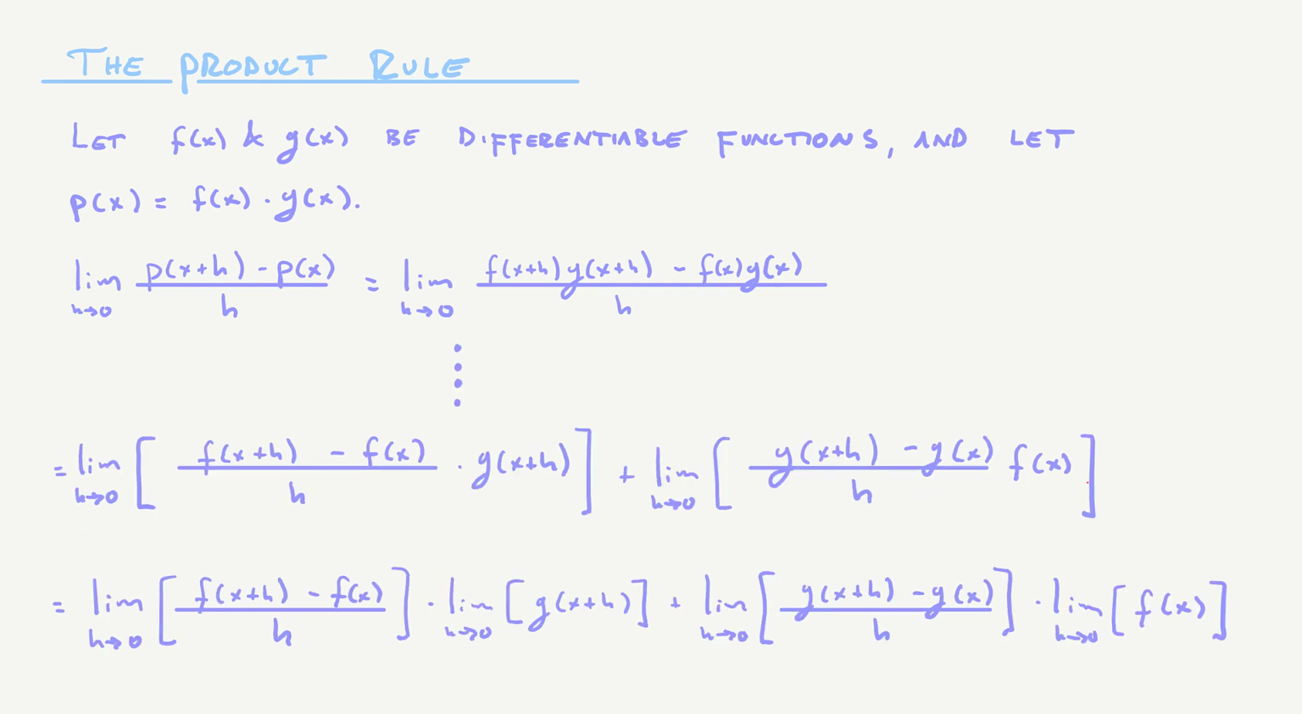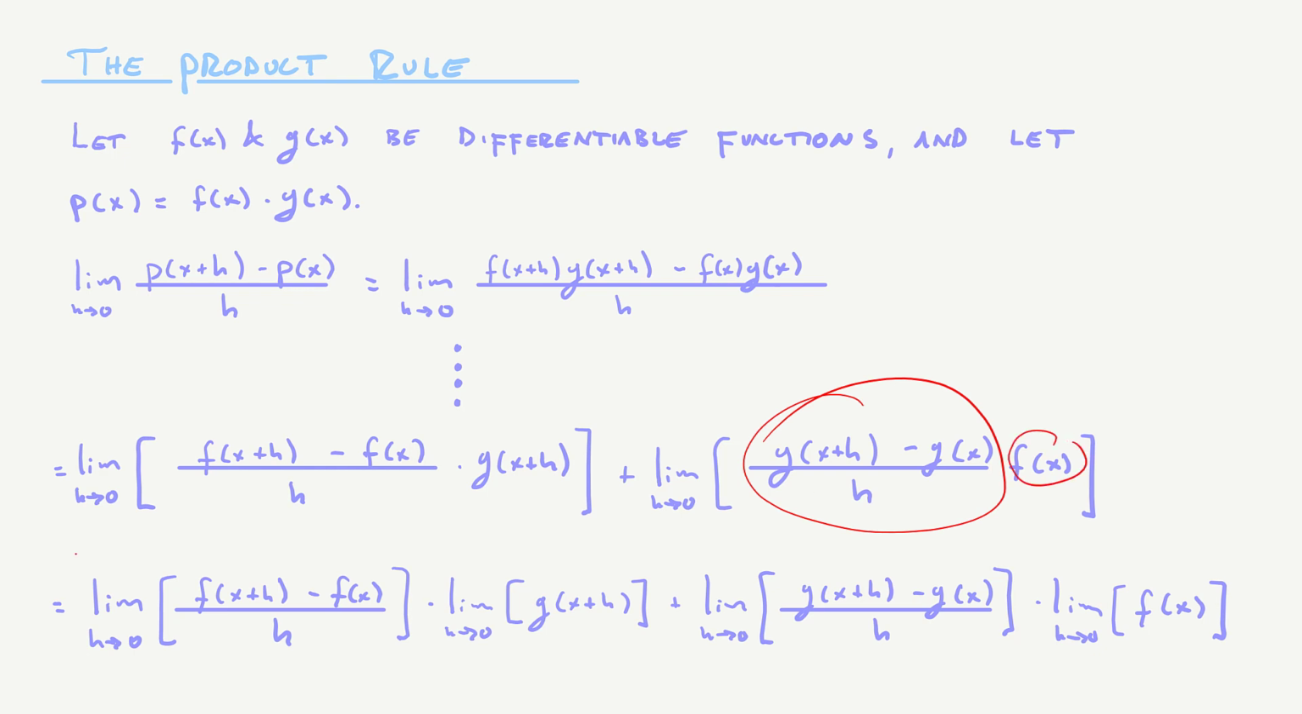Then I applied the product law for limits. So the limit of a product is in fact the product of its limits. So the limit as h approaches 0 gets to be applied to this piece and also this piece. And the same thing happened over here. We applied the limit as h approaches 0 to this piece here and also to the f of x.